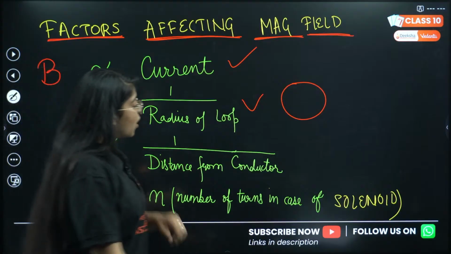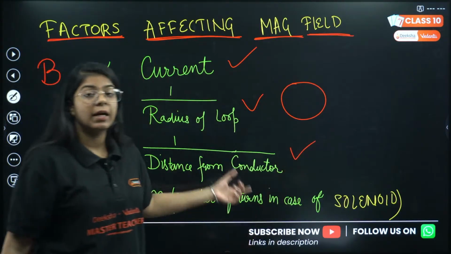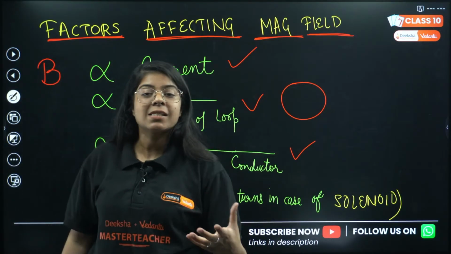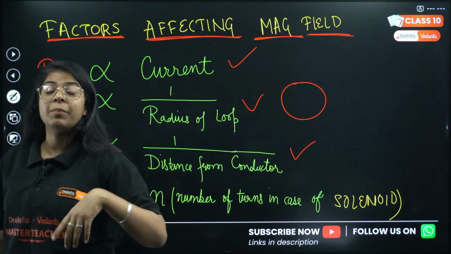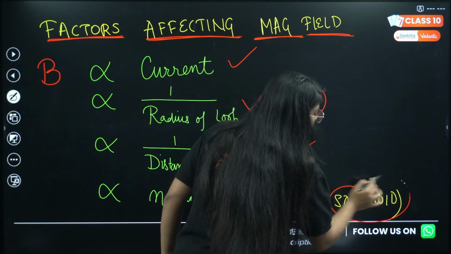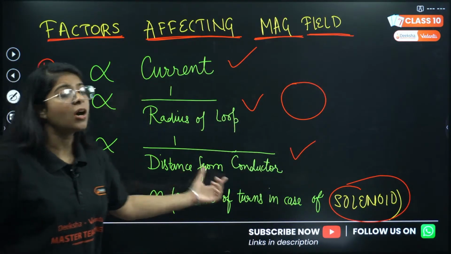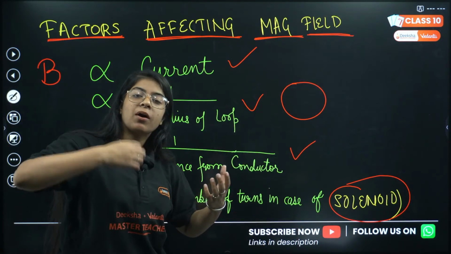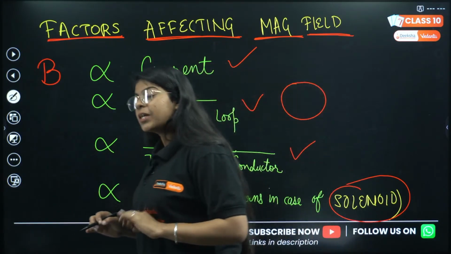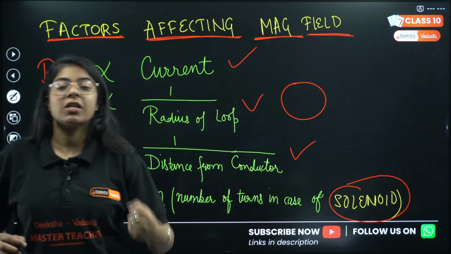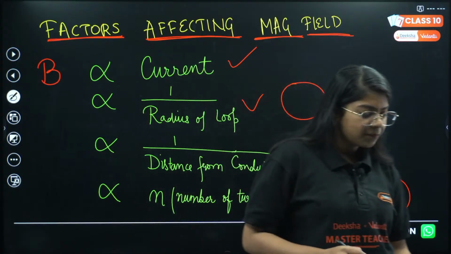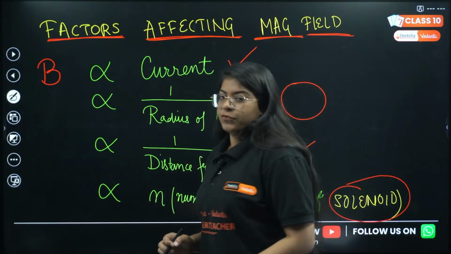Then distance from the conductor, it's inversely proportional. Distance is more, then magnetic field will be less. Distance is less, magnetic field will be more. And in case of solenoid, more the number of turns of that insulated copper wire of the solenoid, and more the current, more the strength of magnetic field generated. Correct? Can we move to the next?